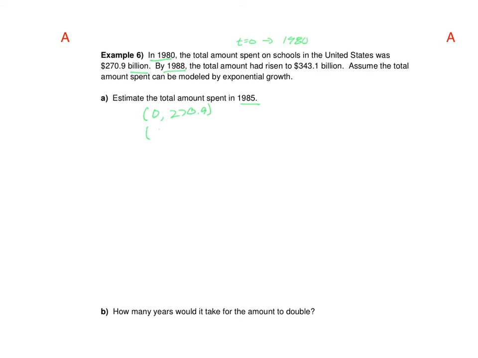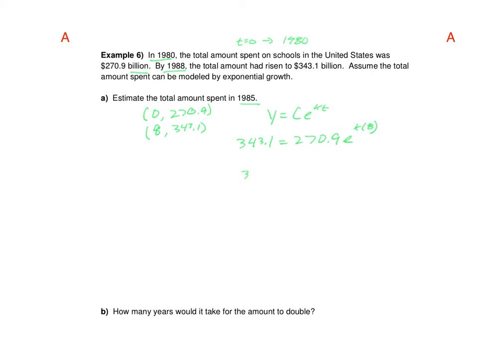So when I go to 1988, that would be t equals 8, and I have 343.1. We're going to do the same technique as we had before. So I'm going to have my y equals c e to the kt. All right, I'm starting with 270.9, e to the k, and we've got 8 years. I'm going to finish with the quantity of 343.1.